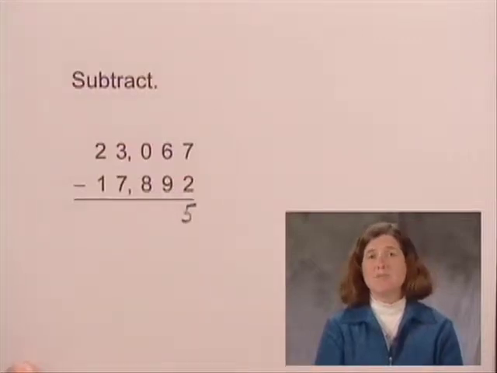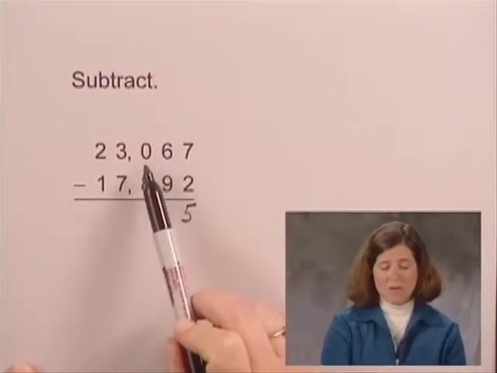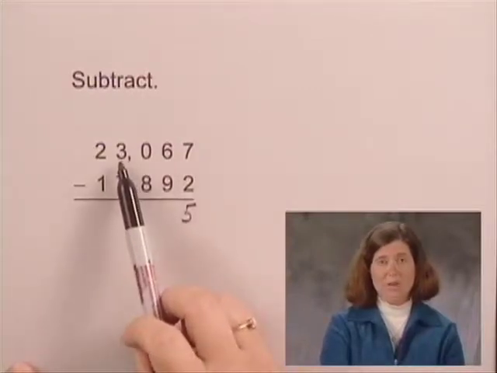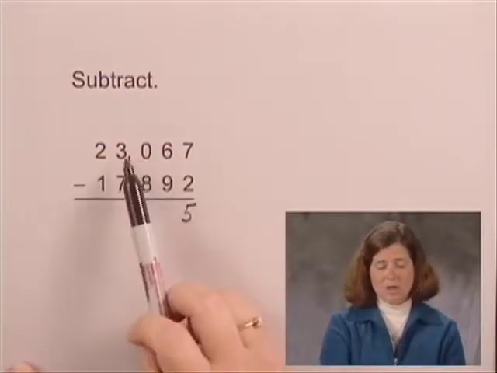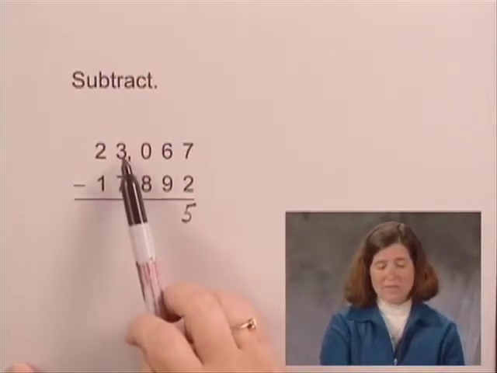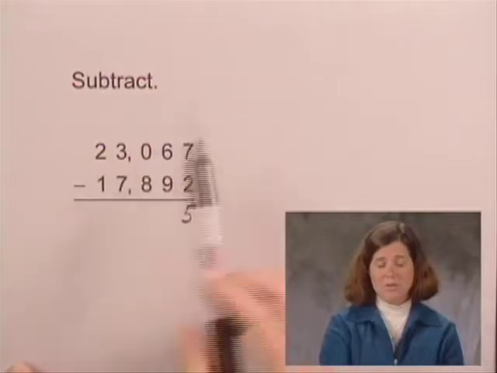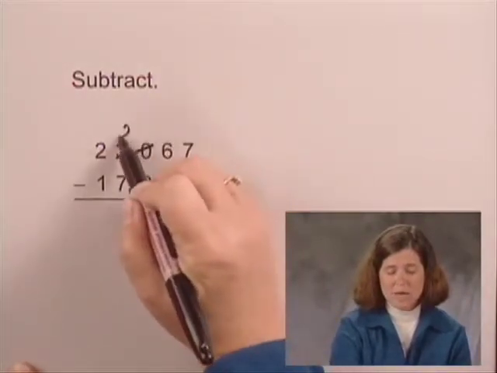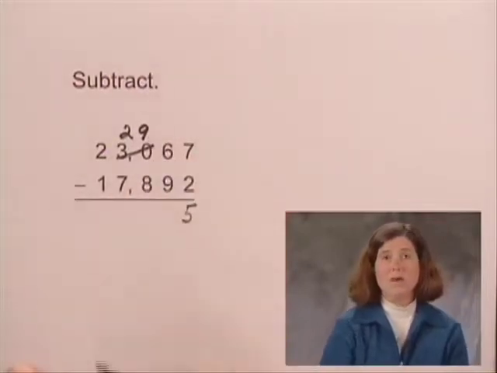In order to do that, we'll have to borrow. Looking at the hundreds column, there are no hundreds to borrow from. In the thousands column, we have 3 thousands. Looking at 3 thousands is 30 hundreds.